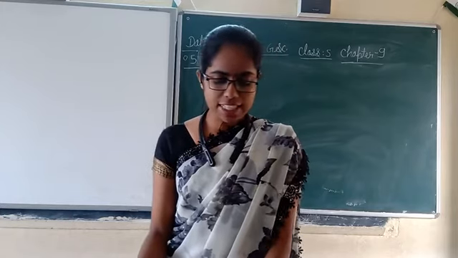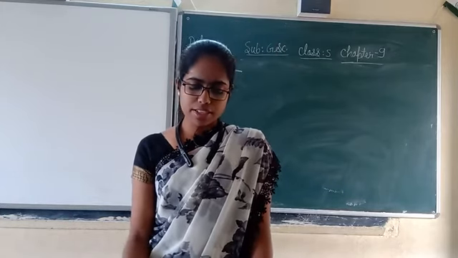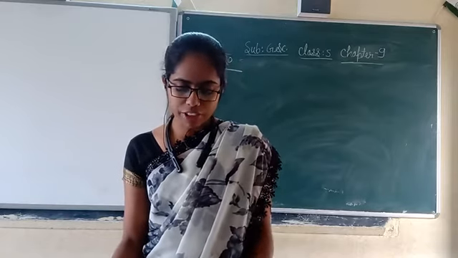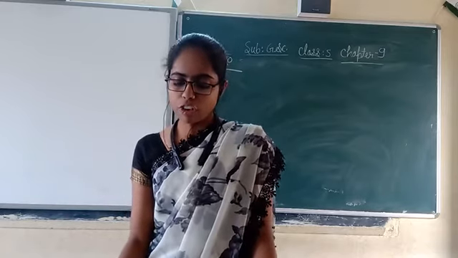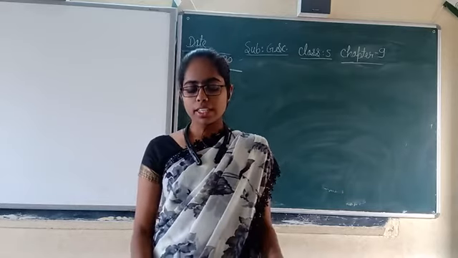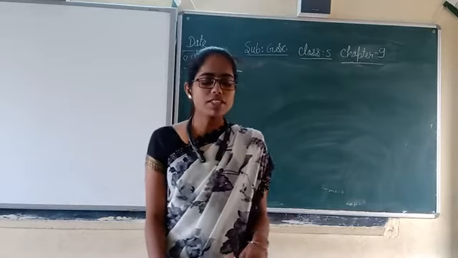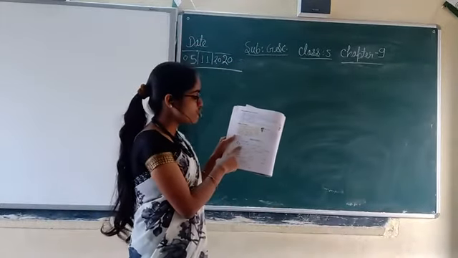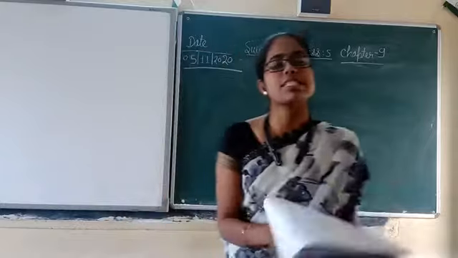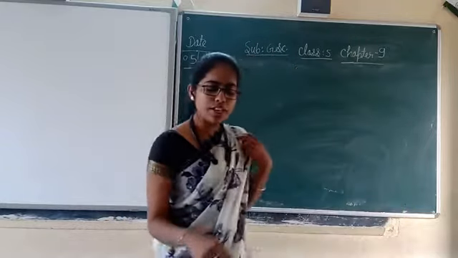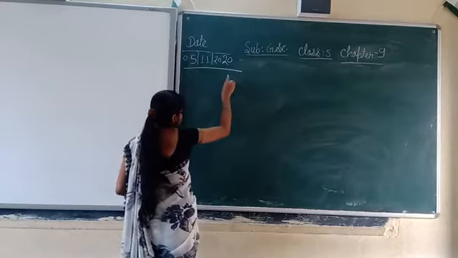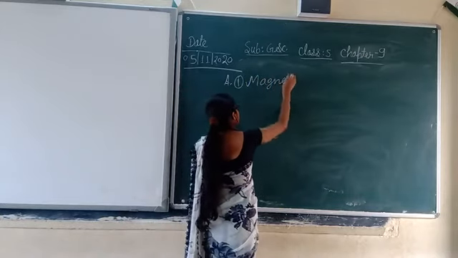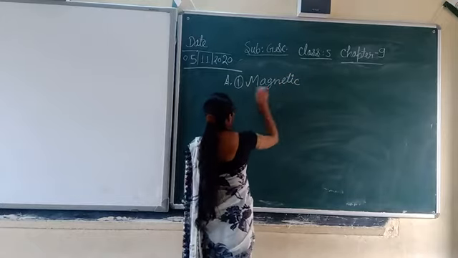Chapter 9, first exercise is tick the correct option. First question, one figure is given. The force shown in the picture is called, three options we have. This is the picture. See? Gravitational, magnetic, electrostatic. So which force is shown here? The answer is magnetic force. Magnetic force is shown here.